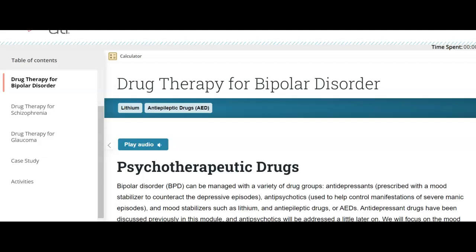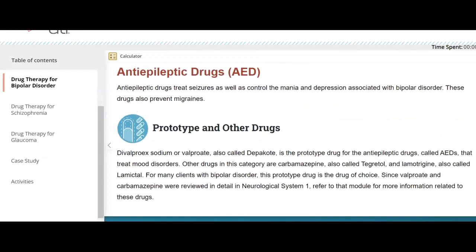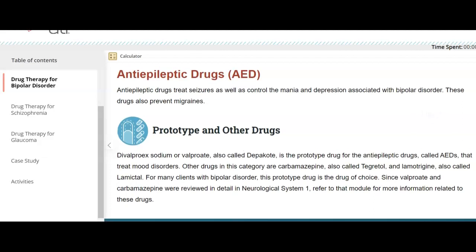So if we flip back to ATI, then we see the other drug class that's used to treat bipolar disorders are some of the anti-epileptic drugs, and we've already covered these medications in the Neuro Part 1 review. So just review that information again, and you can see down here which specific medications are used to treat bipolar disorder. So make sure you're reviewing those safety alerts and nursing interventions as well.